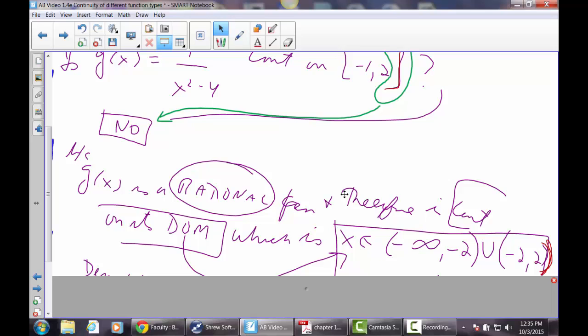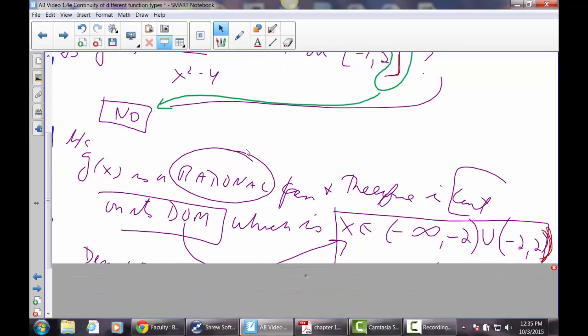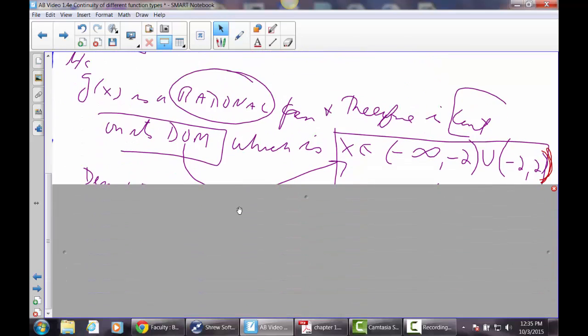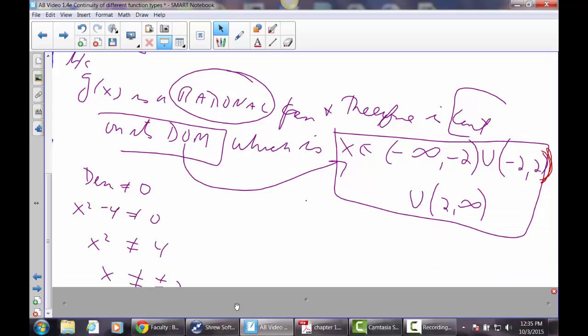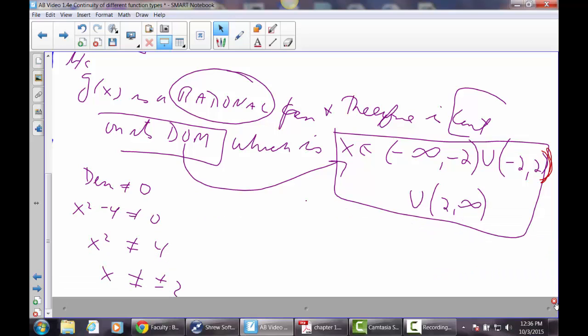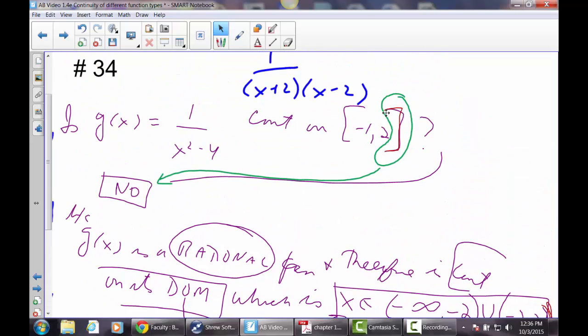There is no closed bracket. You cannot have a denominator of 0, because then the function wouldn't exist there, so it wouldn't be continuous there. So sure enough, it is not continuous on that closed interval. Had this been an open interval, you would have been fine, but it's a closed interval. So the answer is no.